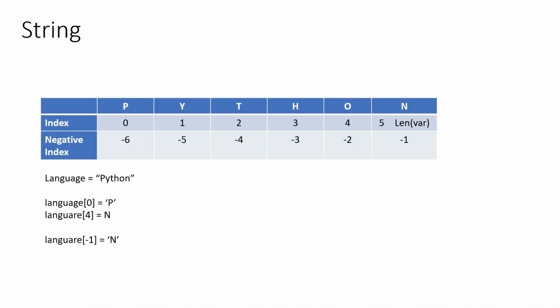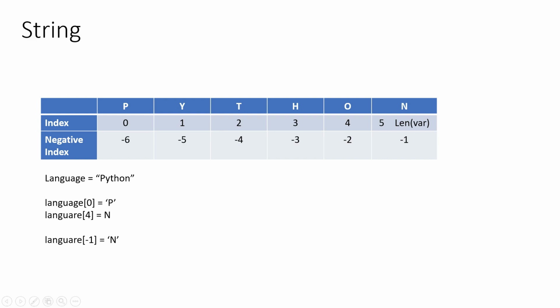So, what is a string? A string is a Python data type which is used to store a string of characters enclosed in quotes. Let's say we have a string, Python. Now, the strings in Python are indexed. Index meaning every character in the string has a number starting from 0.